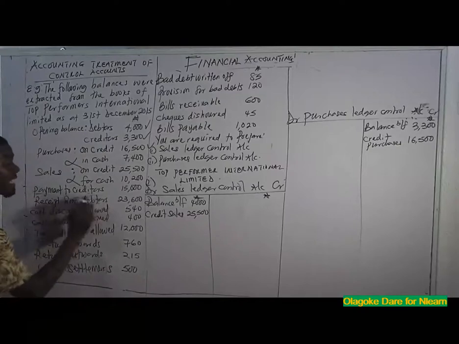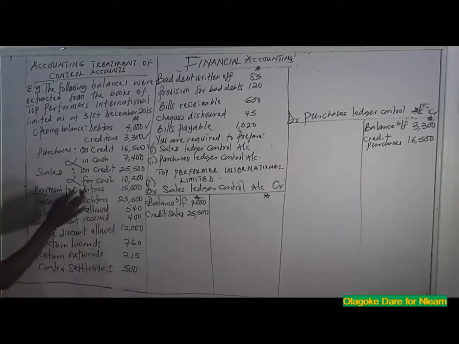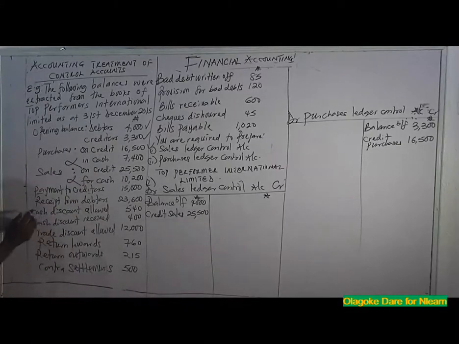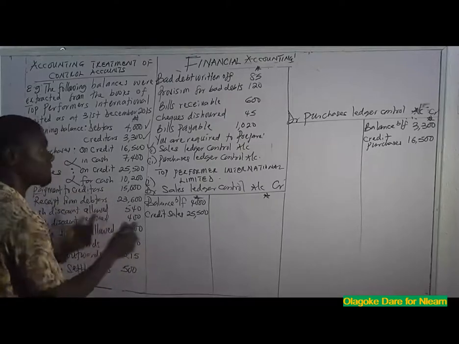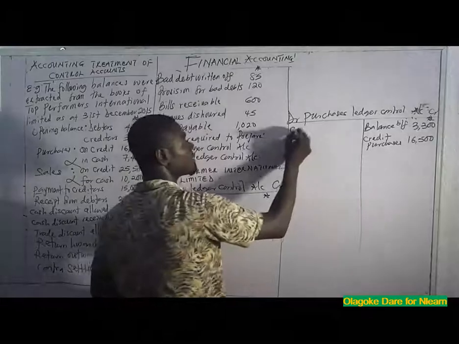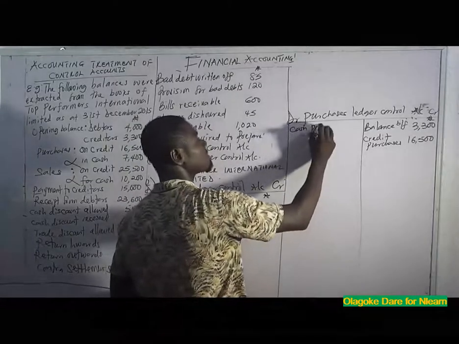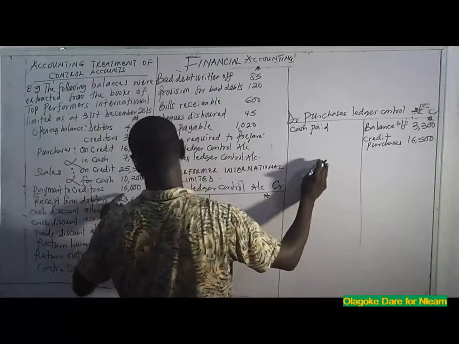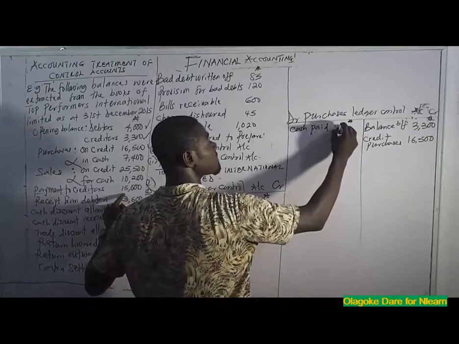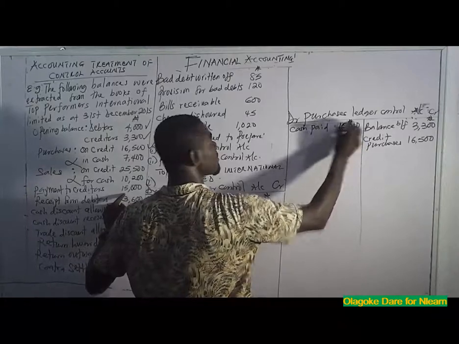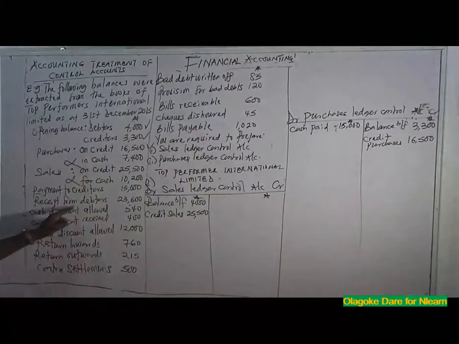The next is payment to creditors. Payment to creditors has to do with suppliers, creditors. It will move to our purchases ledger control account. And payment to creditors will reduce the debt. It's 15,000. So here we call it cash paid. Payment to creditors is 15,000 naira.